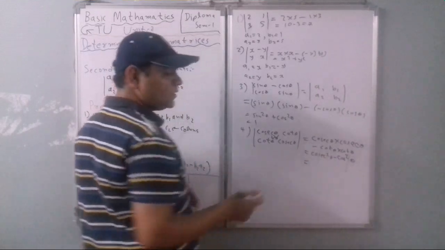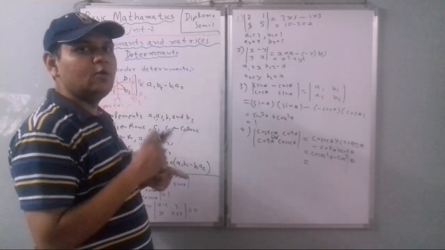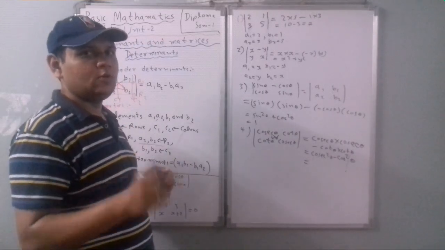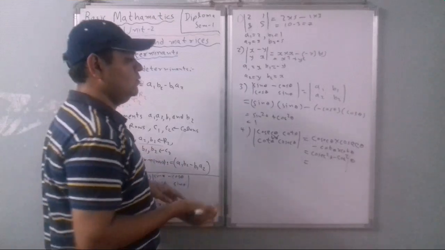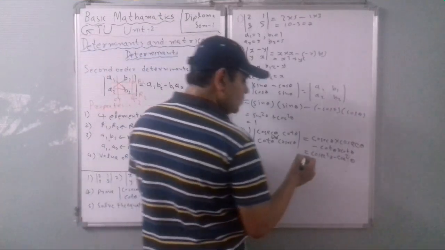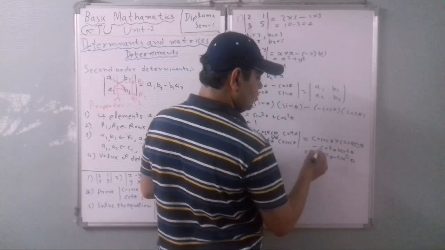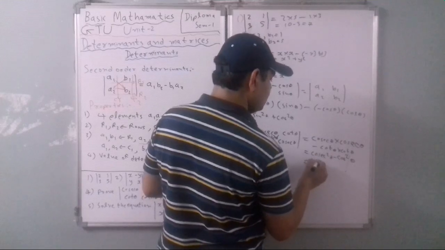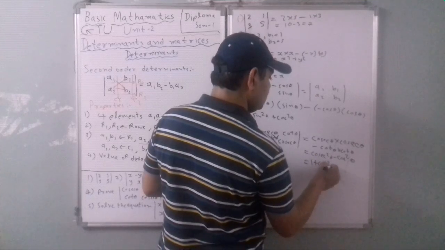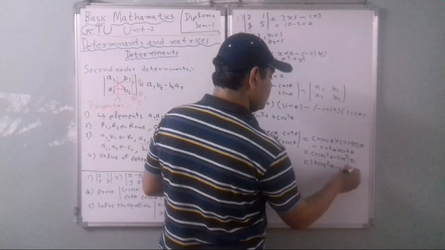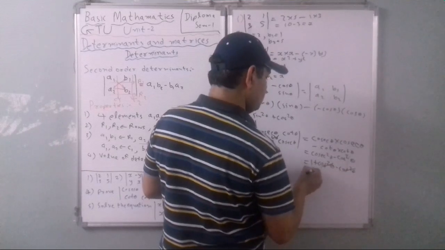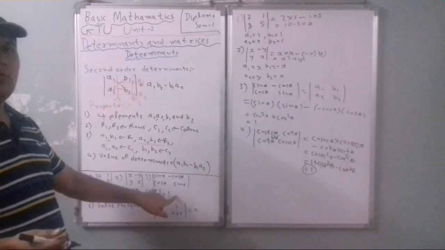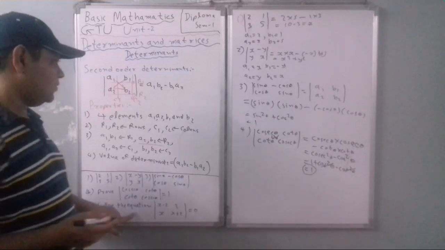It means cosec square theta is equal to 1 plus cot square theta. So 1 plus cot square theta minus cot square theta is equal to 1. Okay, we proved the LHS is equal to the RHS, which is 1. Last example.